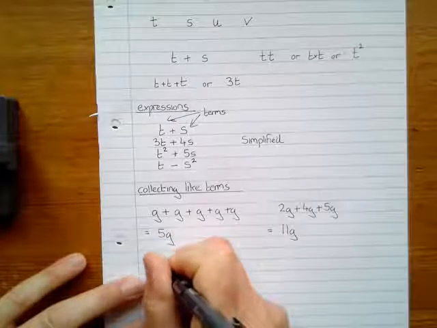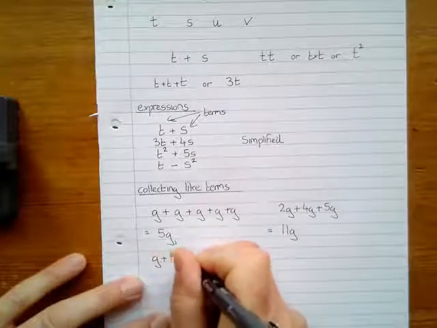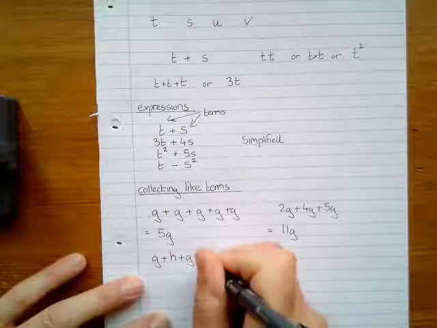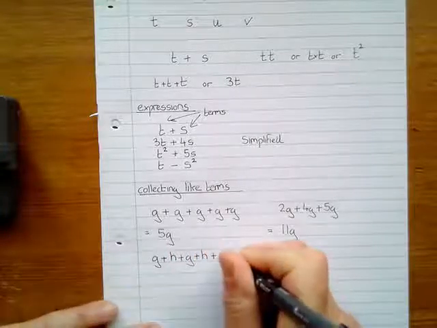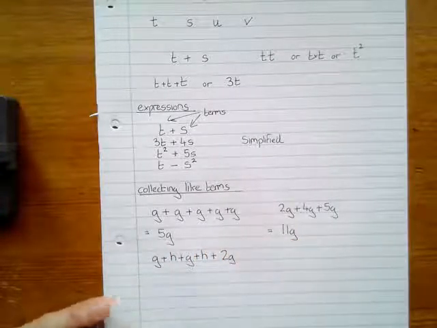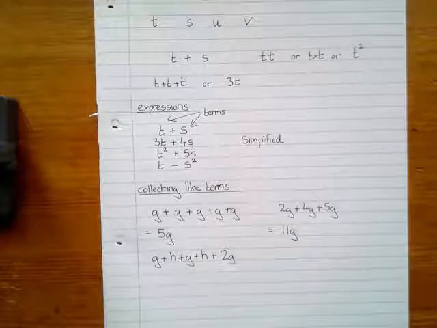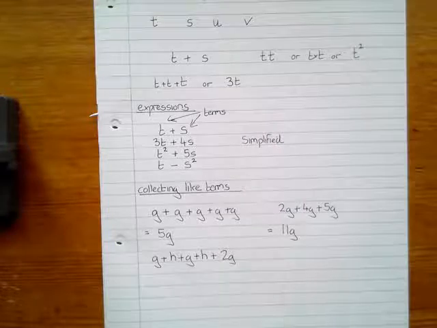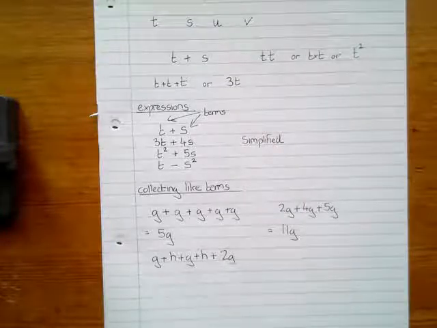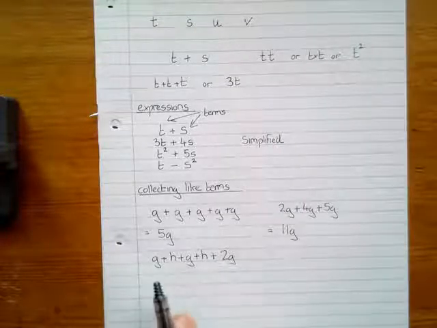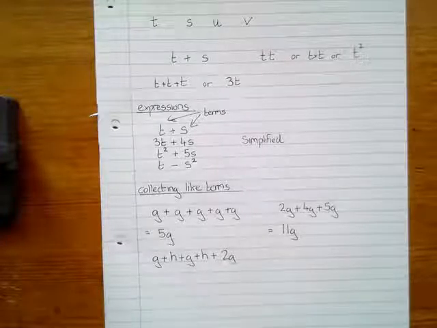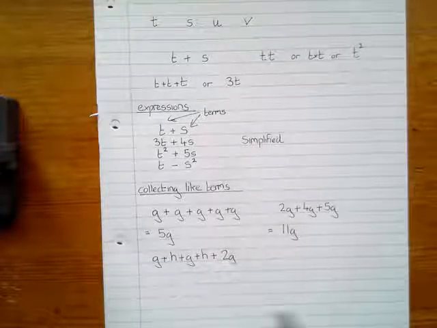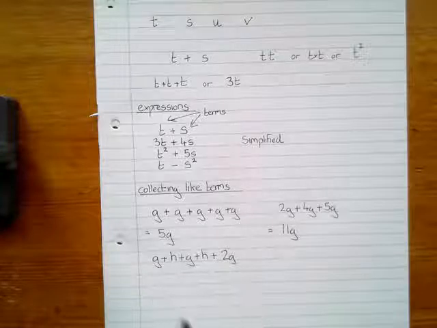So I could have a G and a H and a G and a H, and then, I don't know, let's have 2 extra G's on the end like that. Okay, again, I've got an expression. It's got 4 terms in it, actually it's got 5, I can't count. 1, 2, 3, 4, 5, sorry. And some of them are the same type. Some G's and some H's.